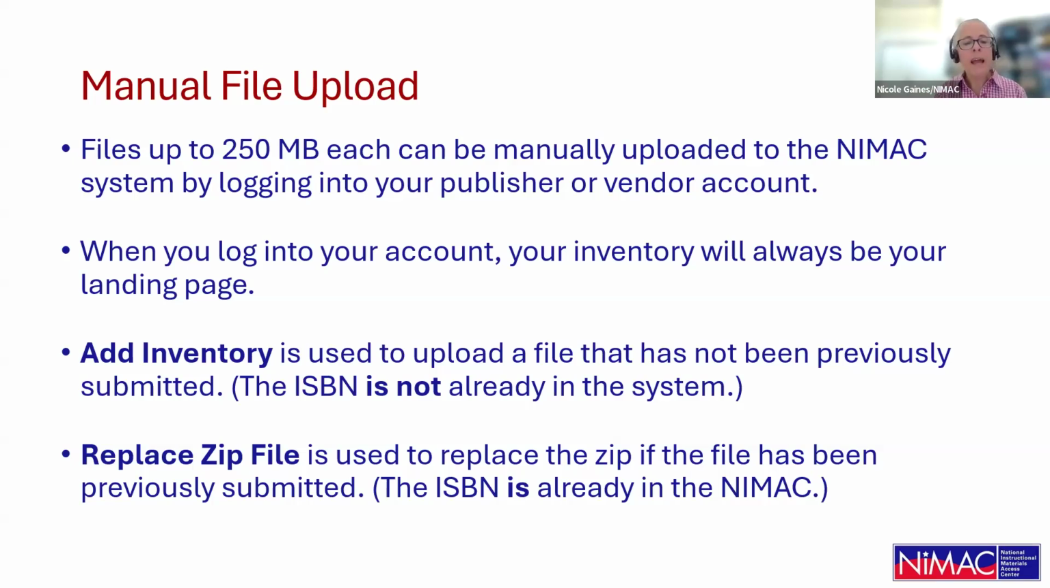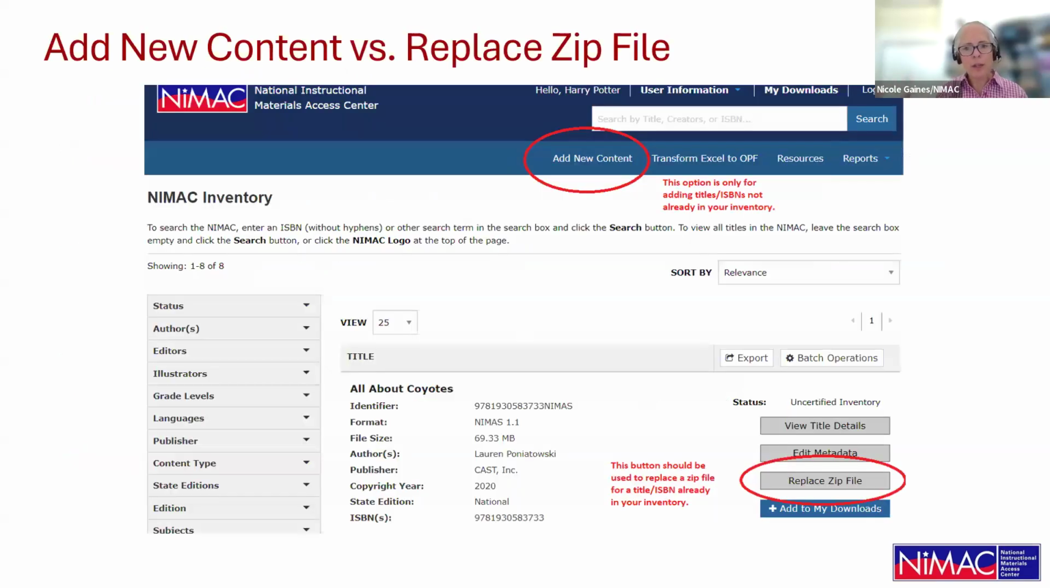replace a zip file. In terms of where those are, the next slide is going to show you a screen capture that shows you exactly where on your landing page you can find these different options. Add new content is going to be up at the top where your menu bar is. And then the replace zip file option is going to be over to the right for each individual record that is in the system.